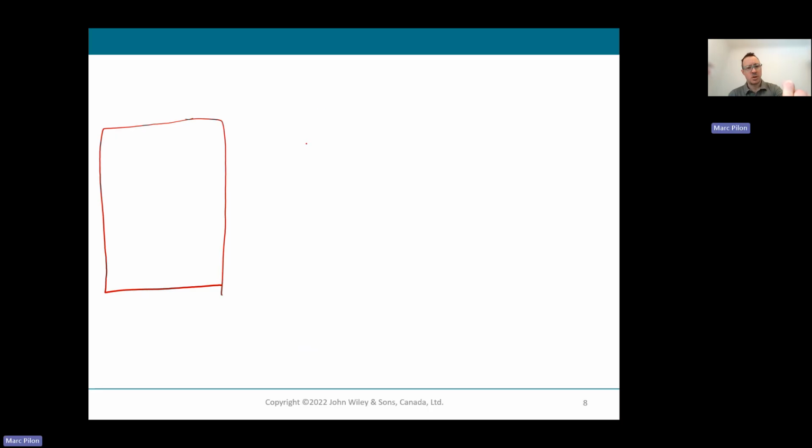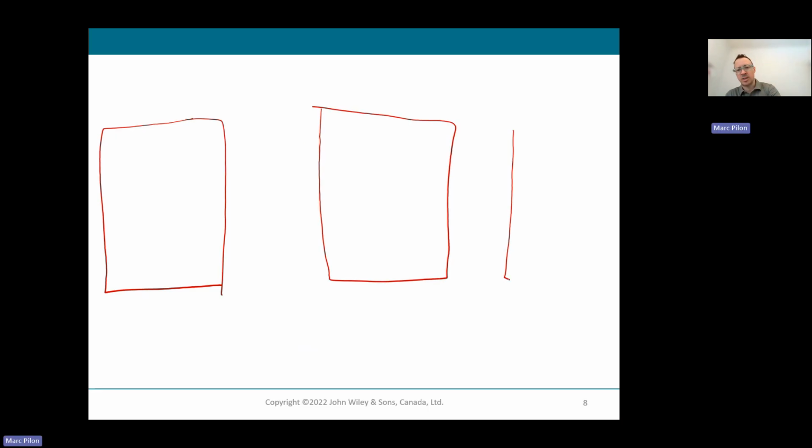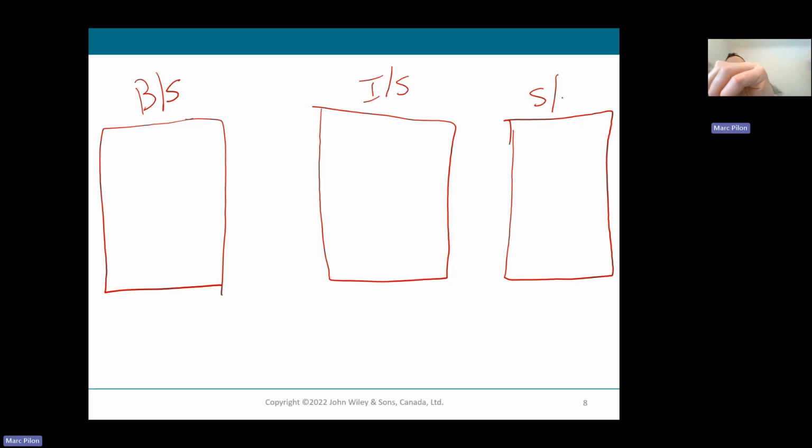Okay, so what are our 3 main financial statements? Are these rectangles? No, they are financial statements. So we have our balance sheet, we have our income statement, and then we have our statement of cash flow. Okay, how do they correlate together? Obviously, we want to explain the cash account. So we want to explain the change in this cash account here. So this would be the cash account.